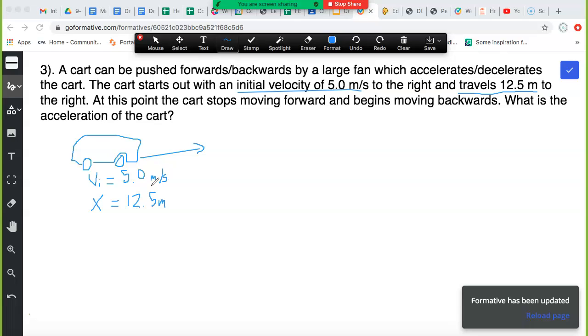So that honestly is where this problem is a little bit trickier than some of the others. The key in this line is that the cart stops moving. So if the cart stops moving, what does that mean the final velocity is? It's 0.